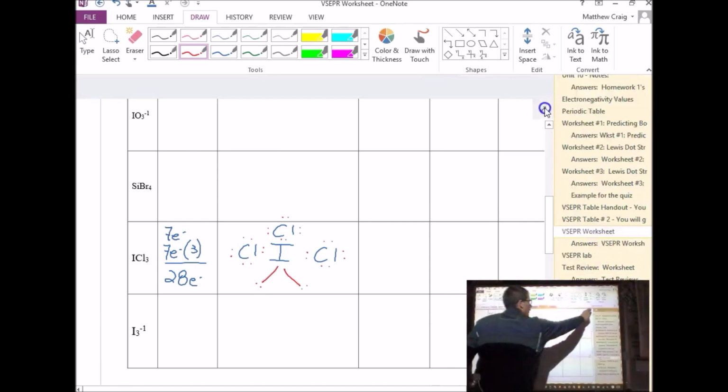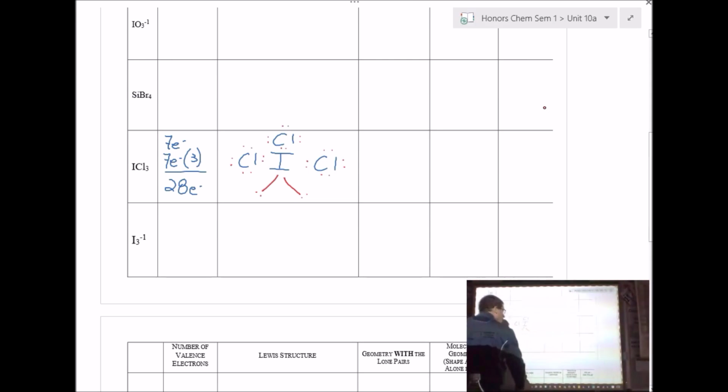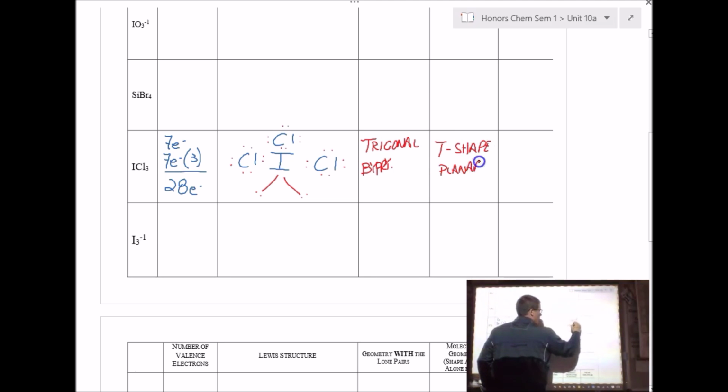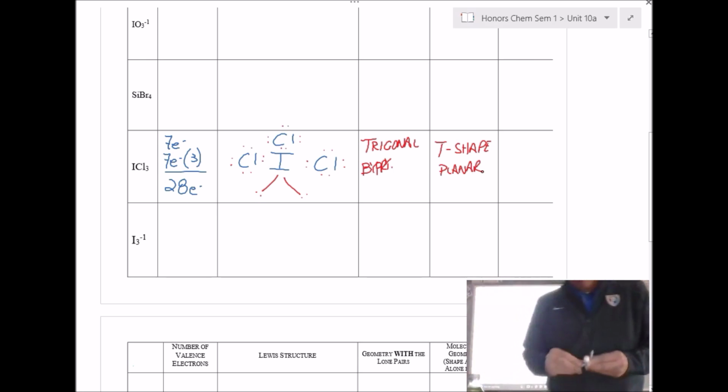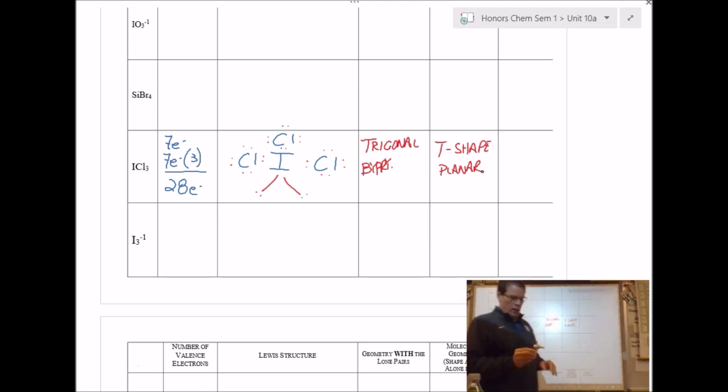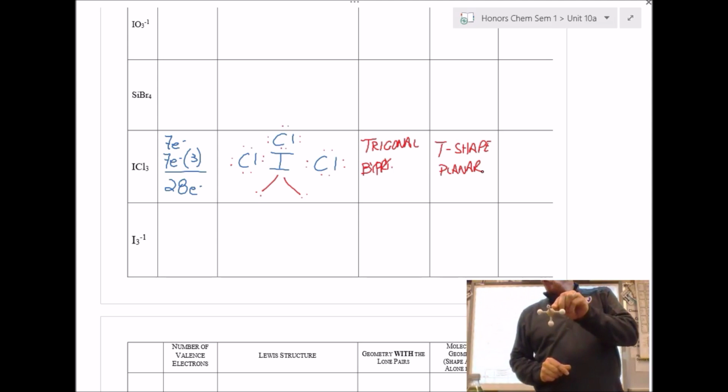So it'll be trigonal pyramidal, and what was it? T-shaped planar. All right, so let me build this. Okay, so it has 2 lone pairs of electrons, and it forms a T.